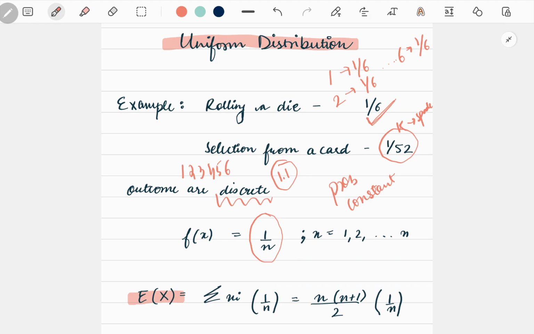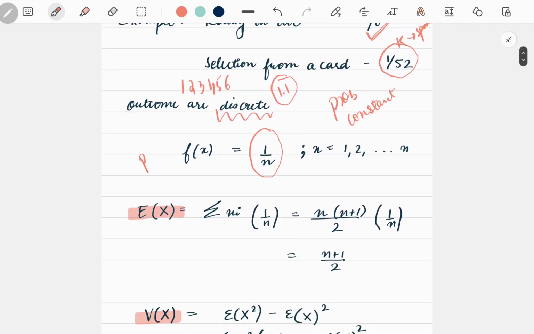Now moving ahead, this is how we define the PMF, or the probability mass function, of a uniform distribution, which is simply 1 by n. Now n can take a value of 1, 2, 3 and so on till n. Any value can n have, depending upon how many numbers we have.